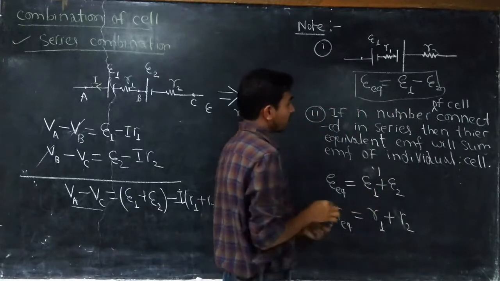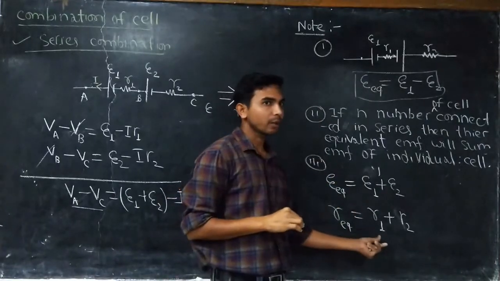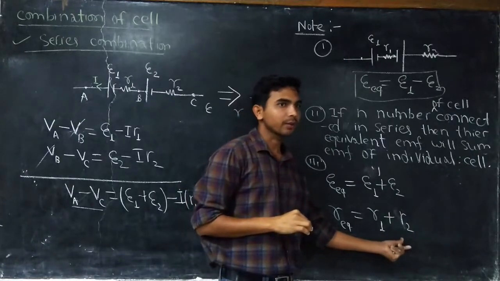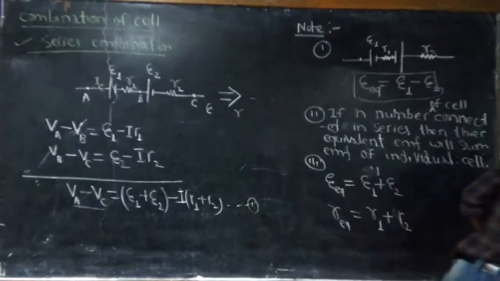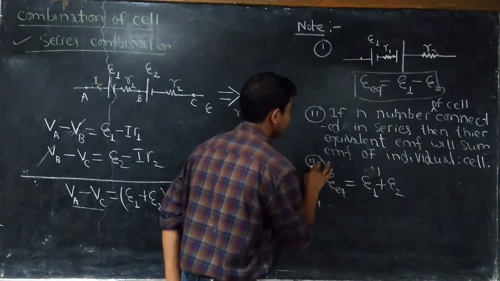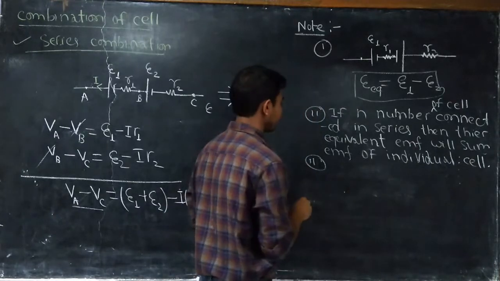Okay. And third point, see, R equivalent is also just the sum of their internal resistance, right? So this way we are able to write that one also. So this one is point number three. Now we will discuss, right?